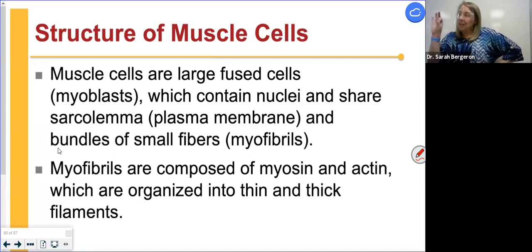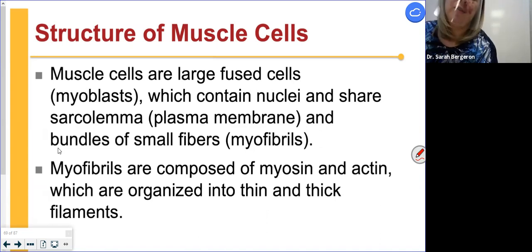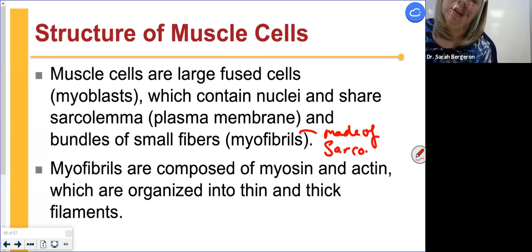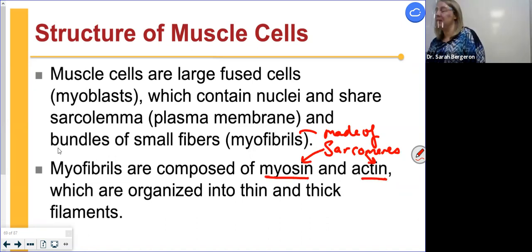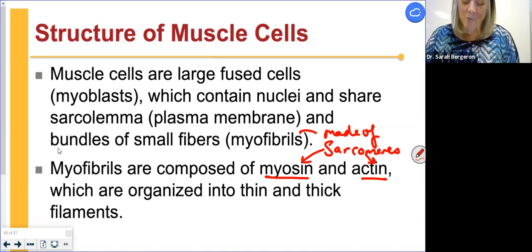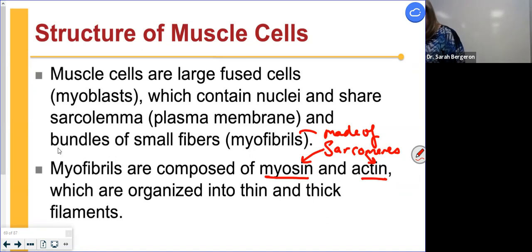Inside of each cell, or each myoblast, are what are called myofibrils. Sarcomeres make up myofibrils. Okay, myofibrils made of sarcomeres. What are the two main proteins in sarcomeres? Myosin and actin.